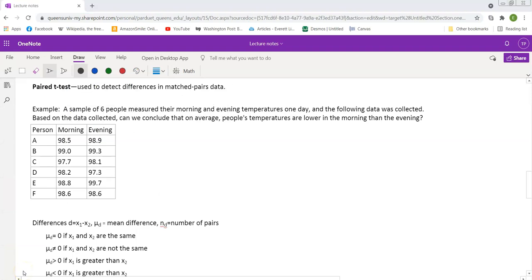So now let's move to talking about the paired t-test. The paired t-test is where you've got matched pairs data and we want to compare those means. So here's our example we talked about earlier, where we've got the same 6 people and we've got morning and evening temperatures on all 6 of them. So the way this test works is the test will compute the differences for each individual pair. Okay, and we call those D.